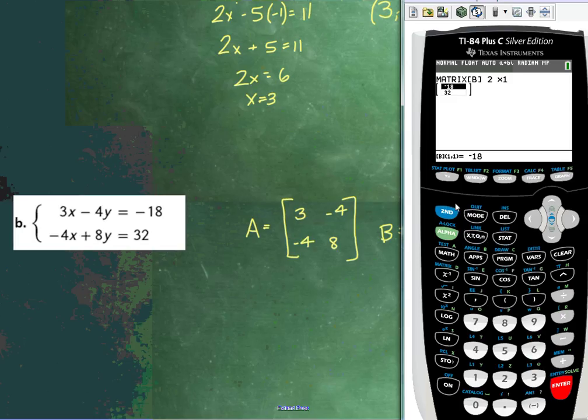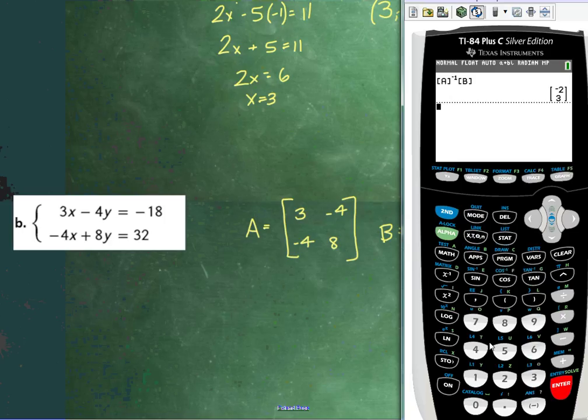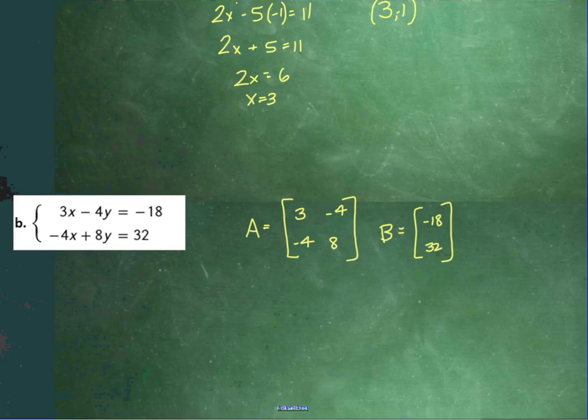And we quit out, and we just simply go get matrix A, hit the inverse button, or x to the negative 1 button, go back and get matrix B, second matrix, get matrix B, and hit enter. And it's going to give us that my answers are negative 2 and 3. So remember, that means x equals negative 2, y equals 3.